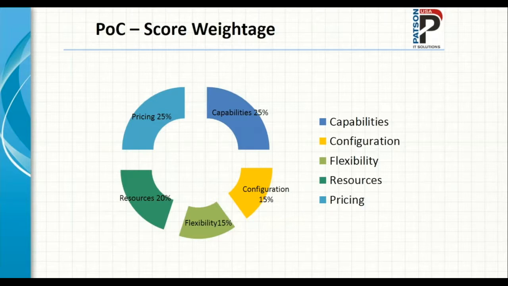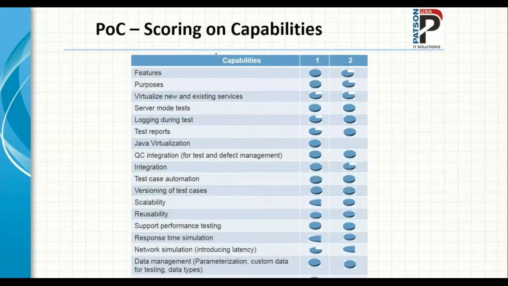And then we divided that into 5 different categories: pricing, capabilities, configuration, flexibility, and resources. I'm just going to show you an example of 2 of the top contenders that we had shortlisted to purchase. You can see that for each of those points that I mentioned, we had further categories.